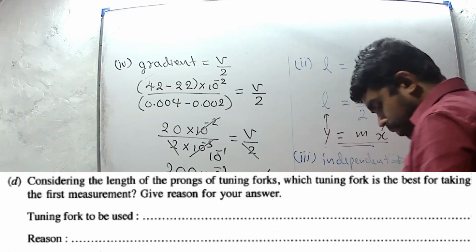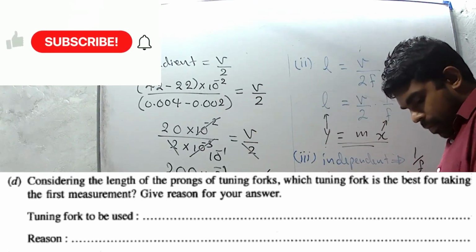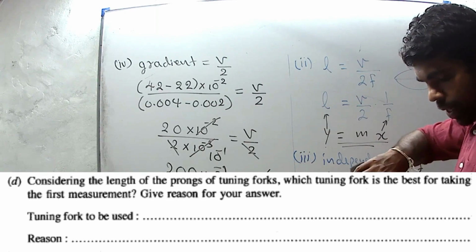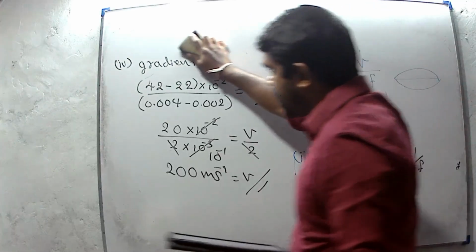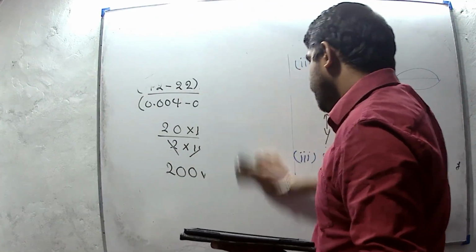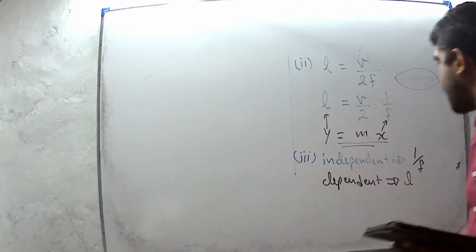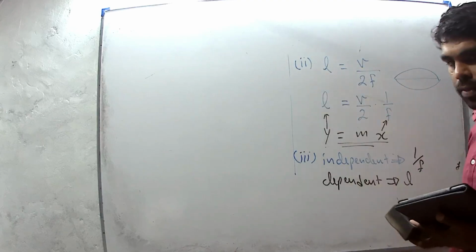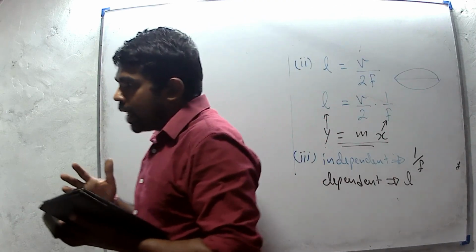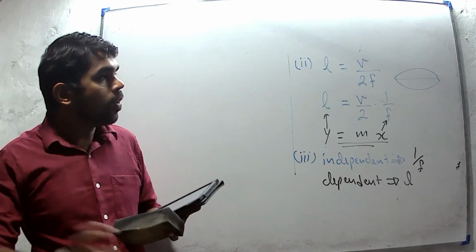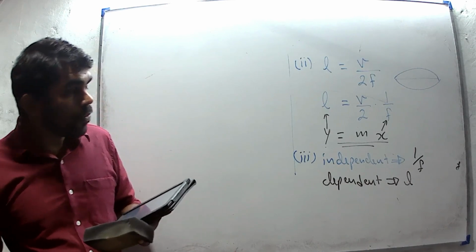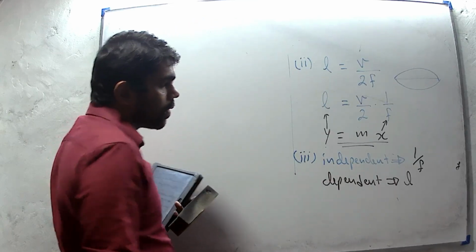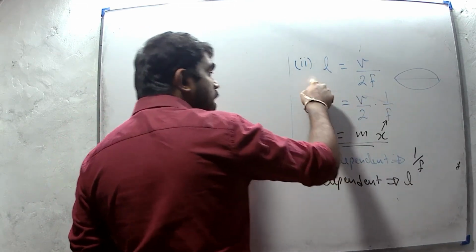Then part D. Considering the length of the prongs of tuning fork, which tuning fork is the best for taking the first measurement? Give reasons for your answer. We know that when frequency increases, we can see logically by using this equation, resonance length is decreasing. But we can increase resonance length continuously for the set of tuning forks if we use frequencies from maximum frequency to minimum frequency, because when frequency is decreasing, resonance length is increasing.